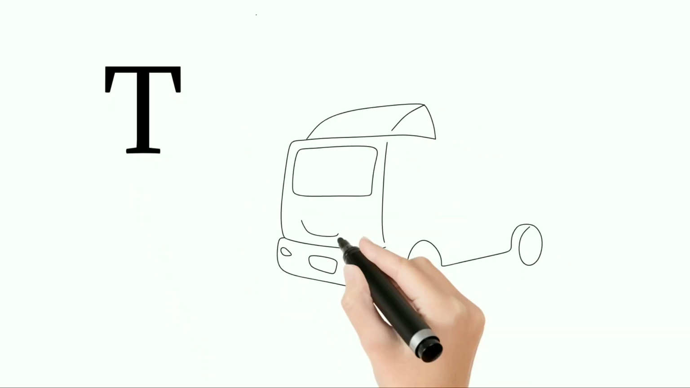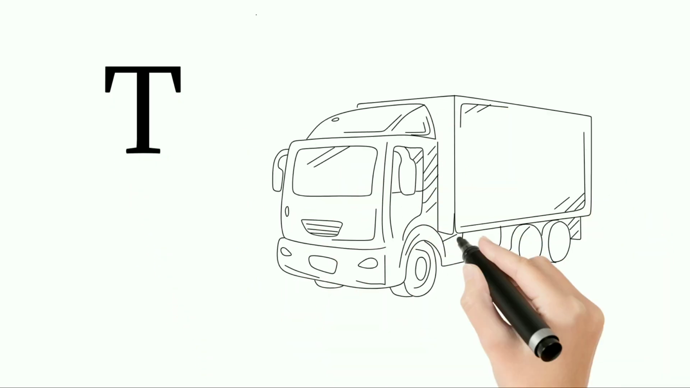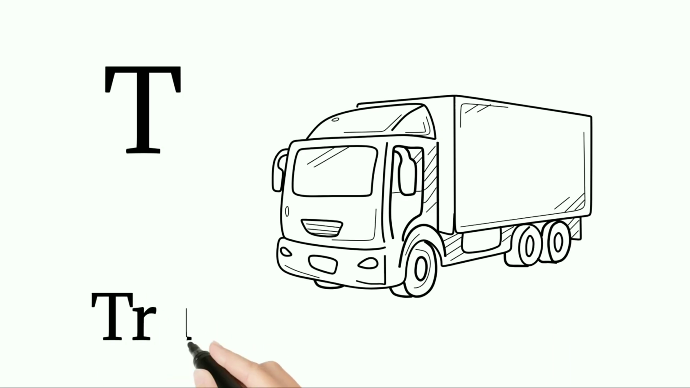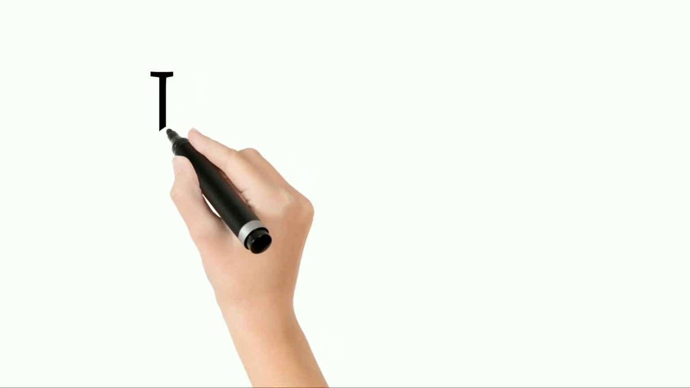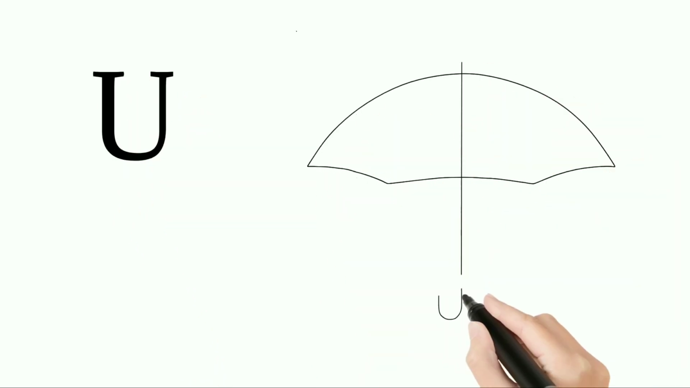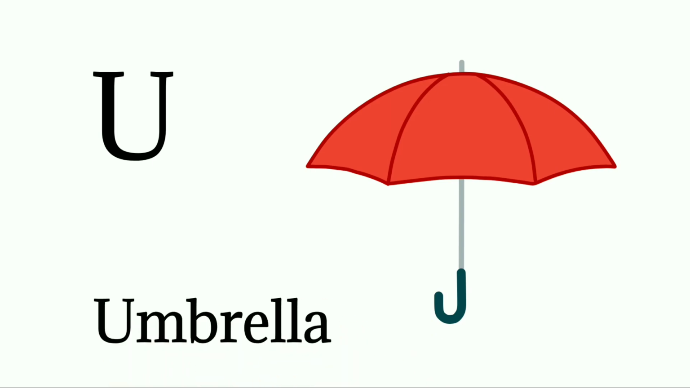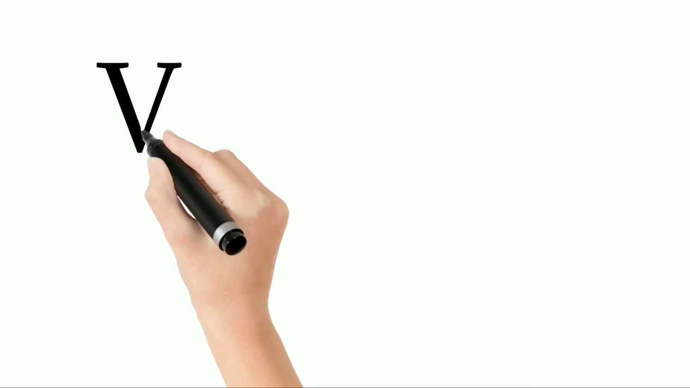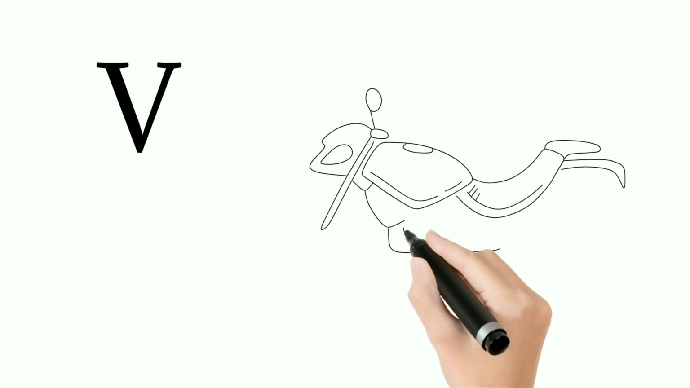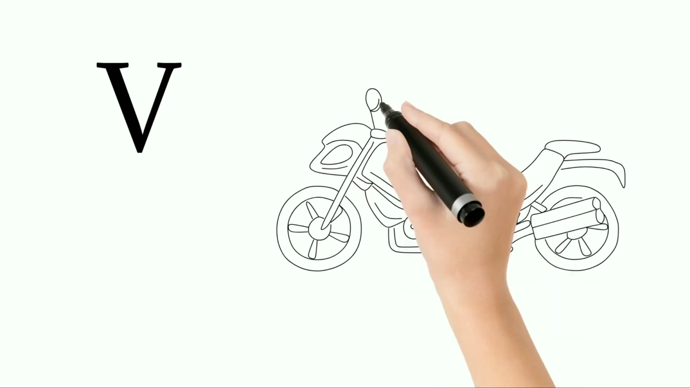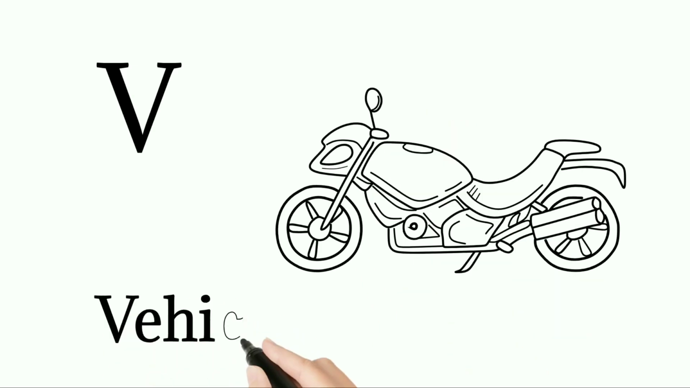T. T for truck. U. U for umbrella. V. V for vehicle.